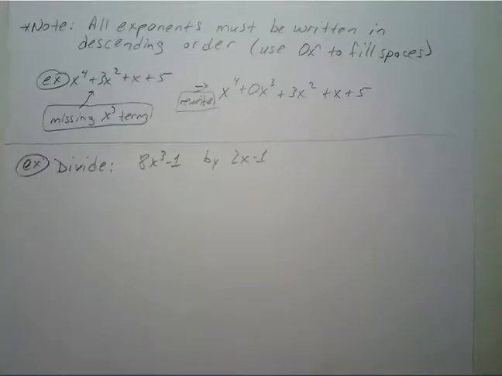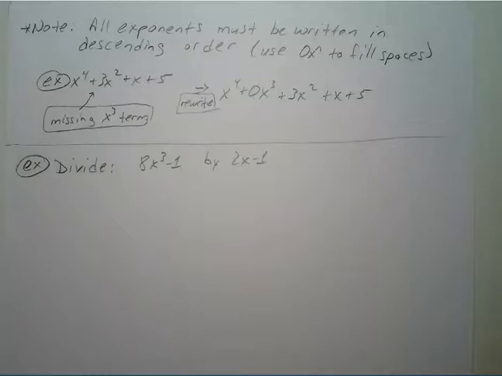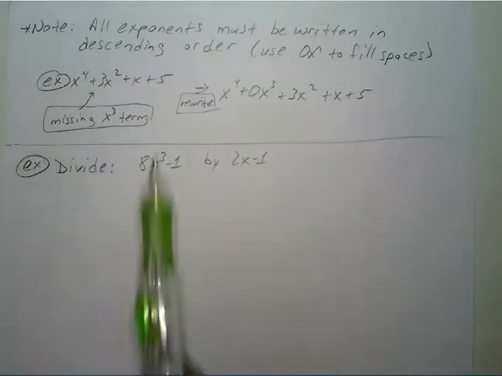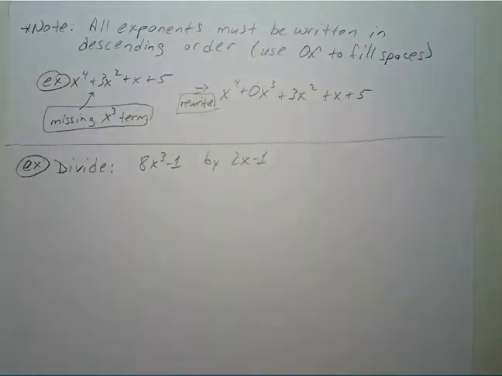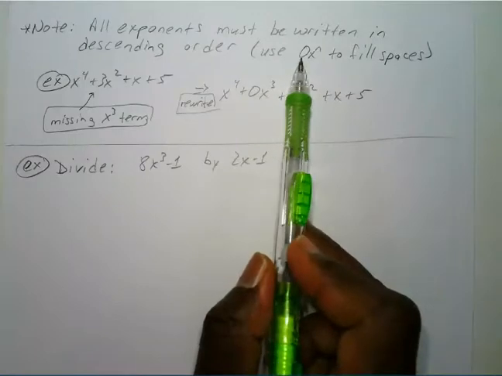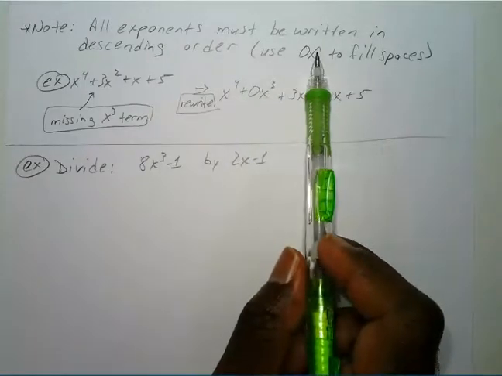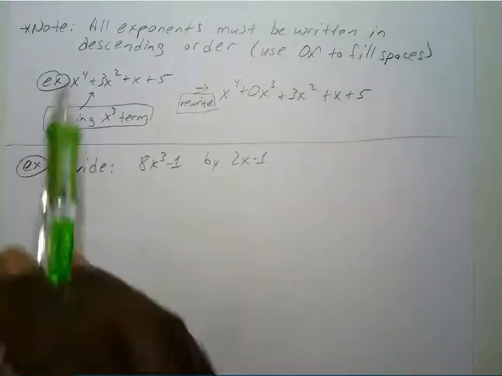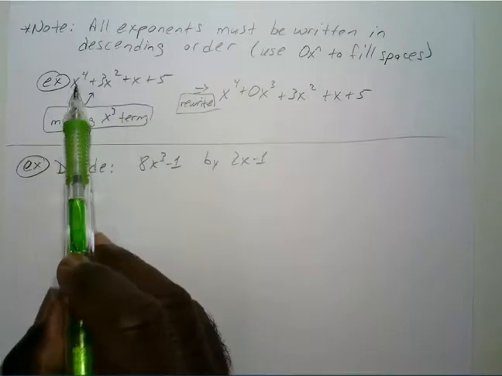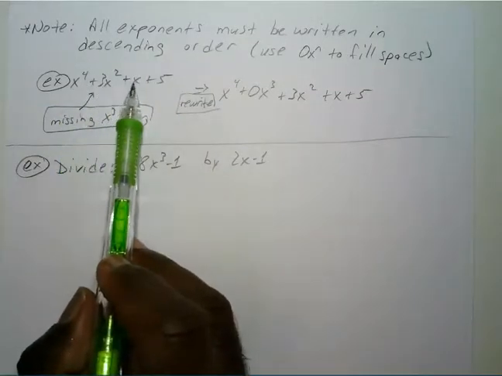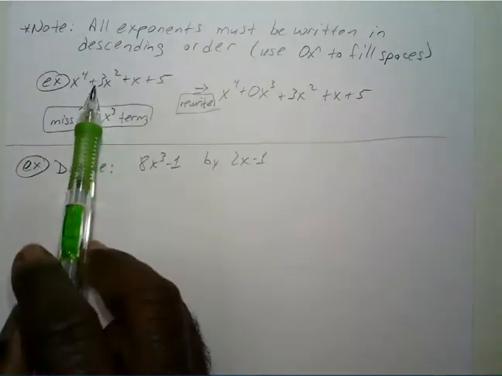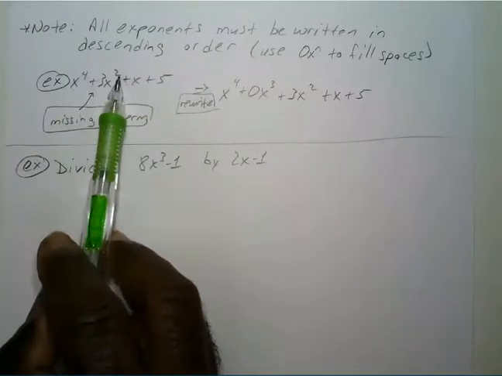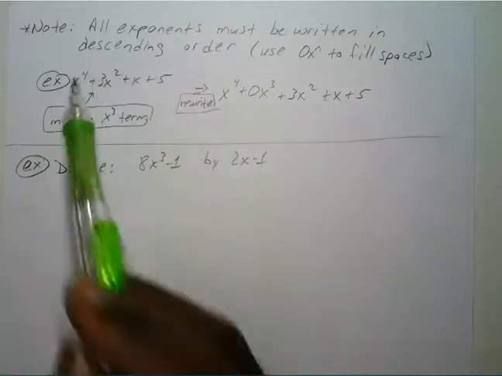Okay, so one important note that we didn't have to worry about on the previous examples, but we will have to worry about on this one, is that all exponents must be written in descending order. Okay, and you're going to use 0x to the power of whatever whole number you need. So let's say you have x to the fourth plus 3x squared plus x plus 5. You don't have an x to the third term. It went from 4 to 2. There's no x to the third term.